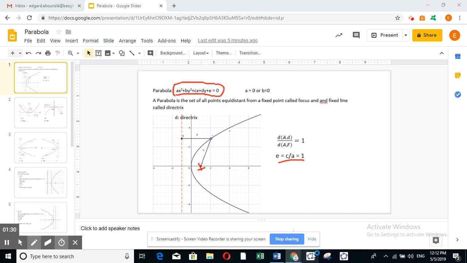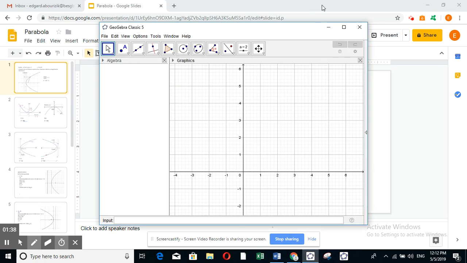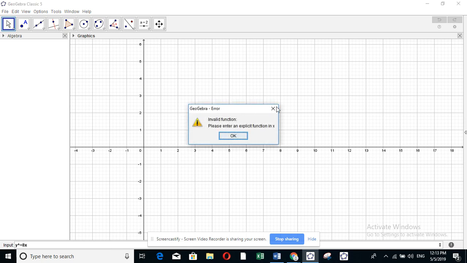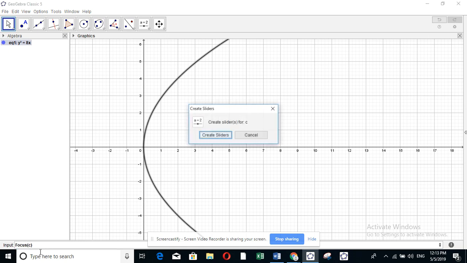Let us take GeoGebra to understand the definition of a parabola. Suppose I want y squared equal 8x, for example. Here I put the focus of conic C.